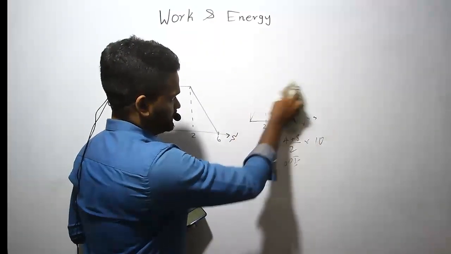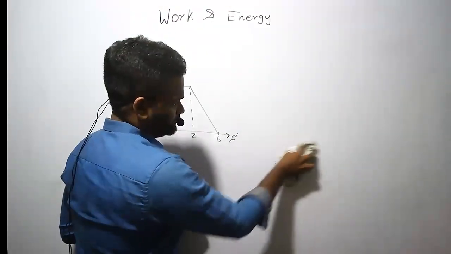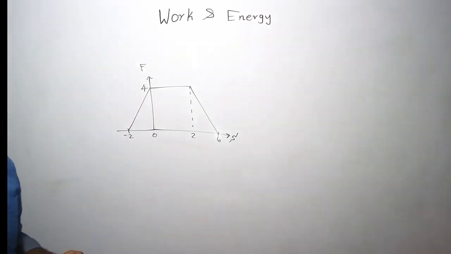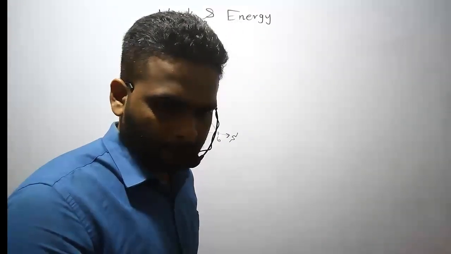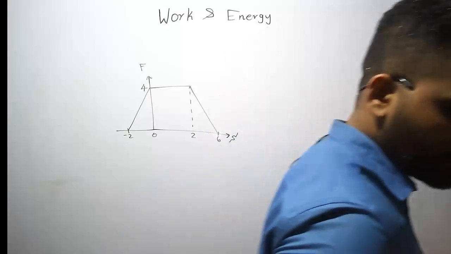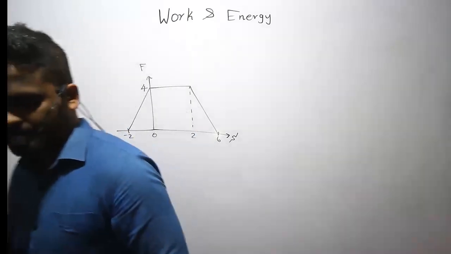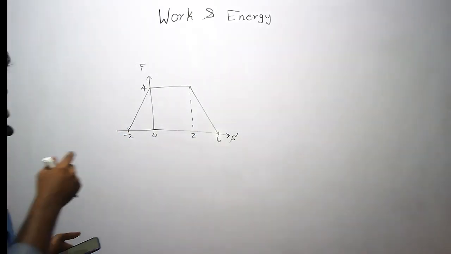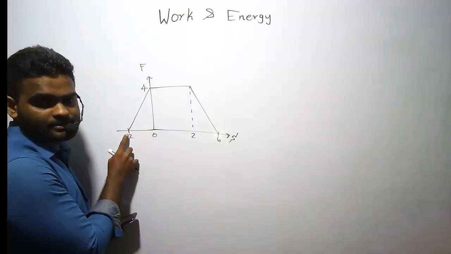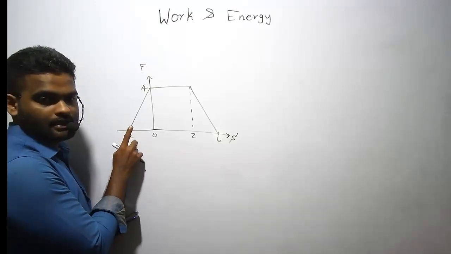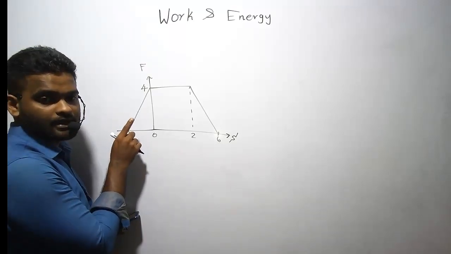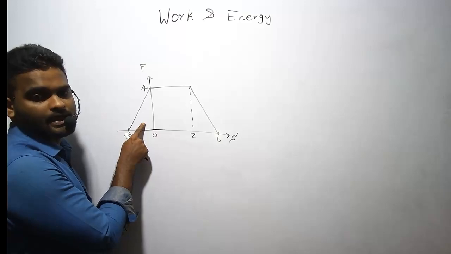There's a slight difference in this graph. Right, let's see. So this has a negative displacement, right? The thing is to figure out whether this area is to be added or subtracted.